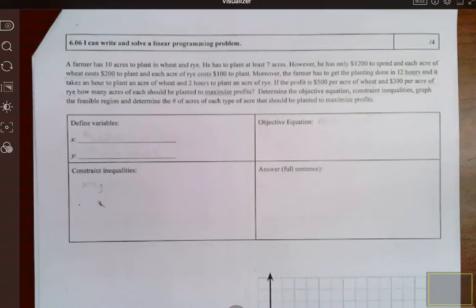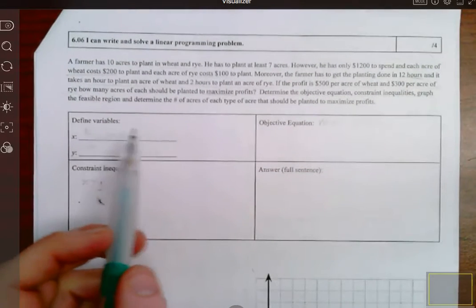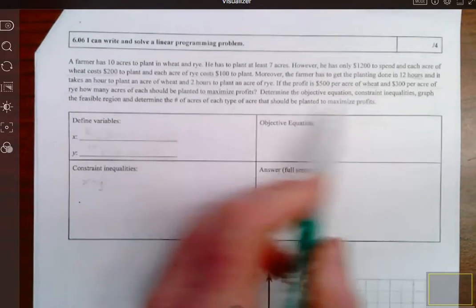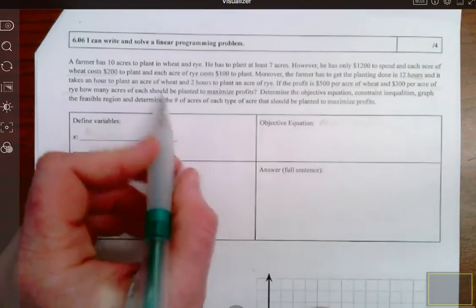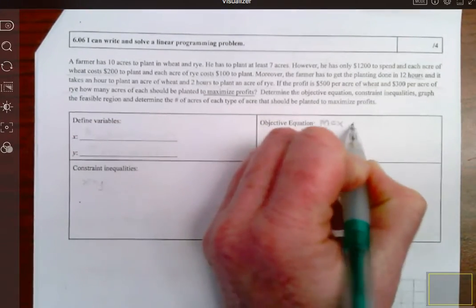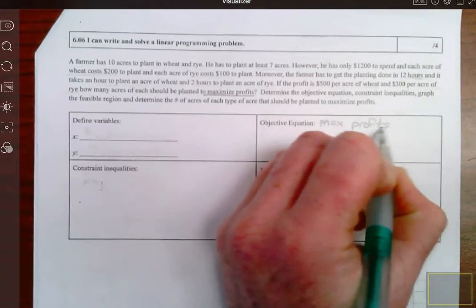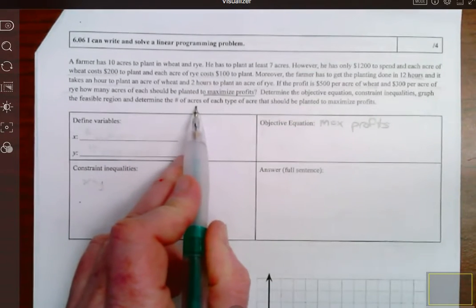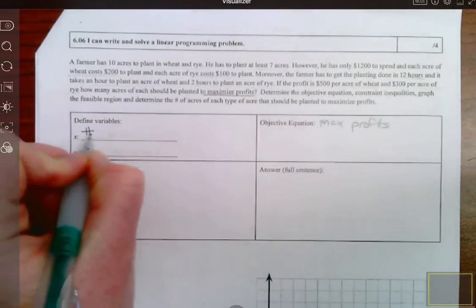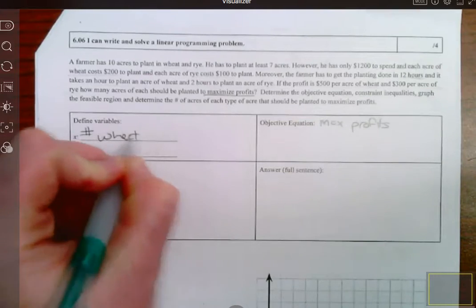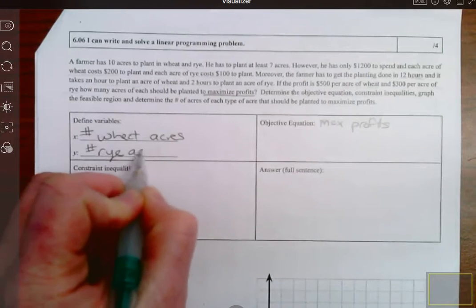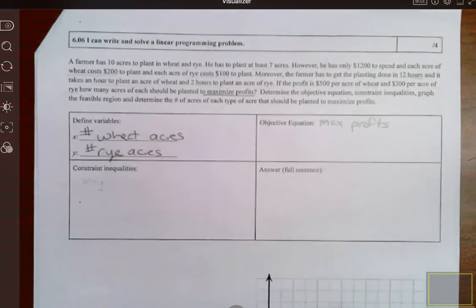I'm assuming you've read the question, so let's go ahead and assume that and get started on answering the question. It says that we want how many acres of each should be planted to maximize profits. So we want to maximize profits, and we want to determine the number of acres of each type to be planted to maximize profit. So we need to make number of wheat acres one variable and number of rye acres the other variable, because that is what's driving profits.